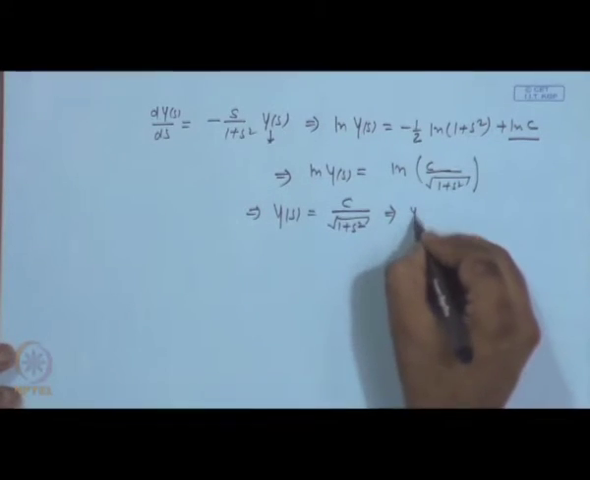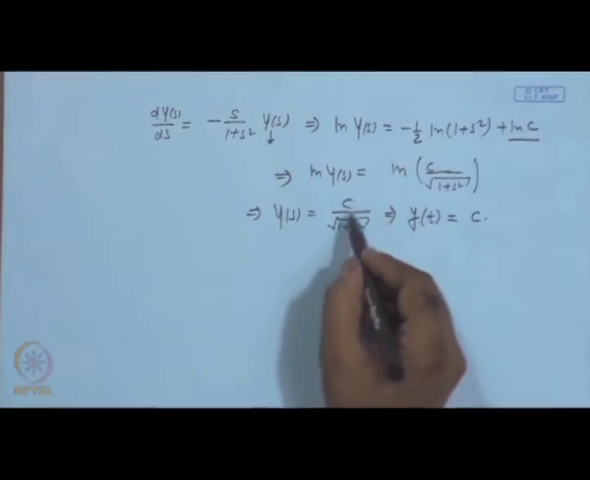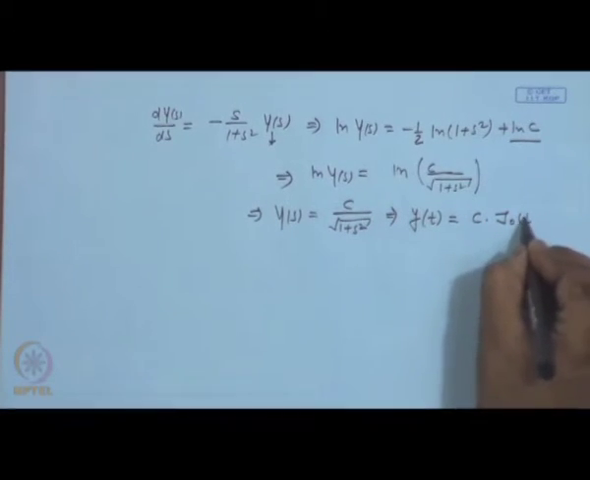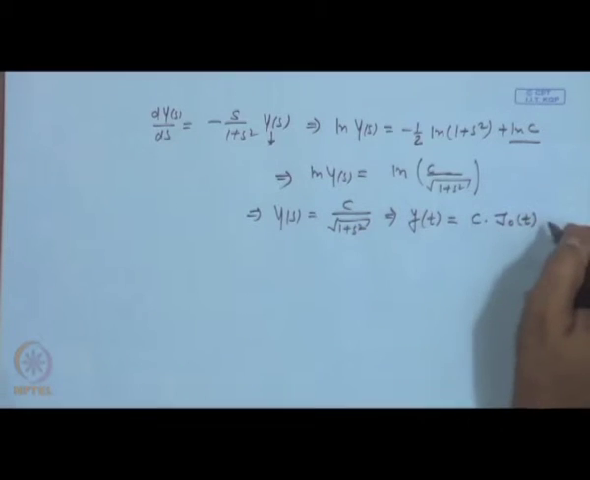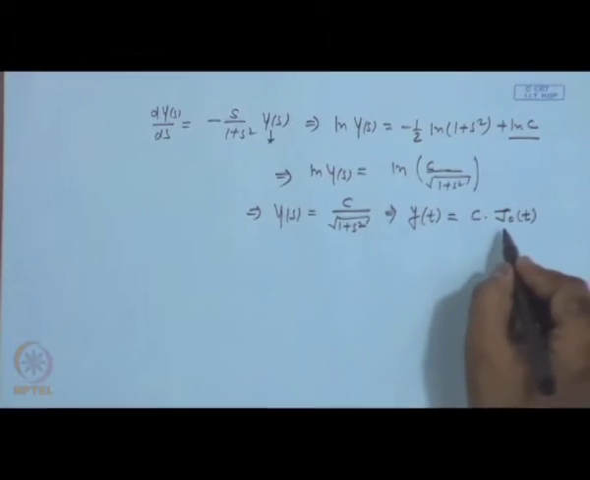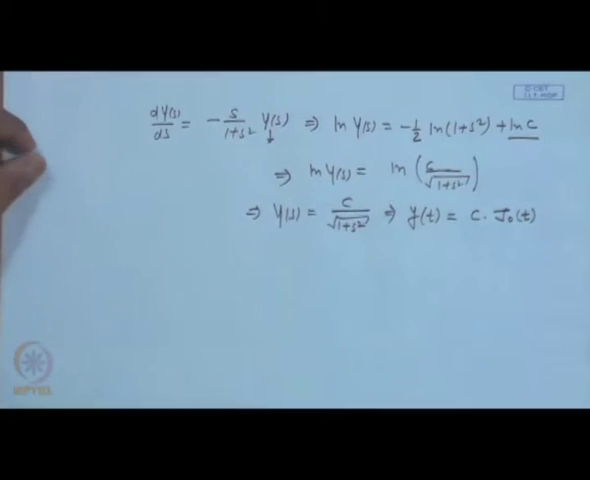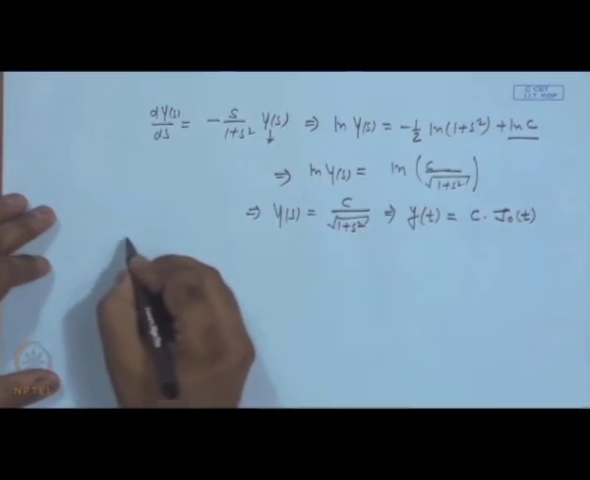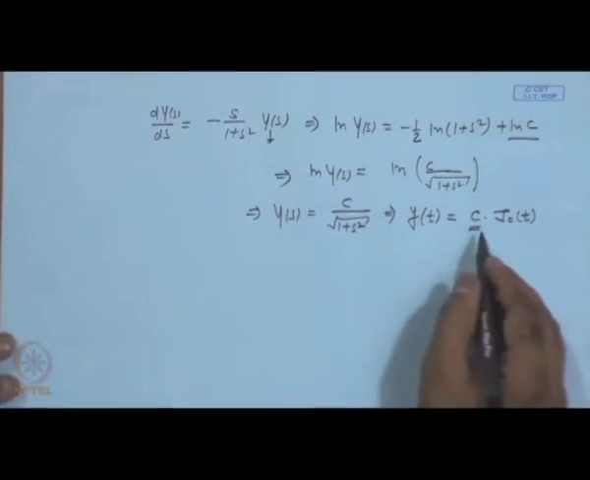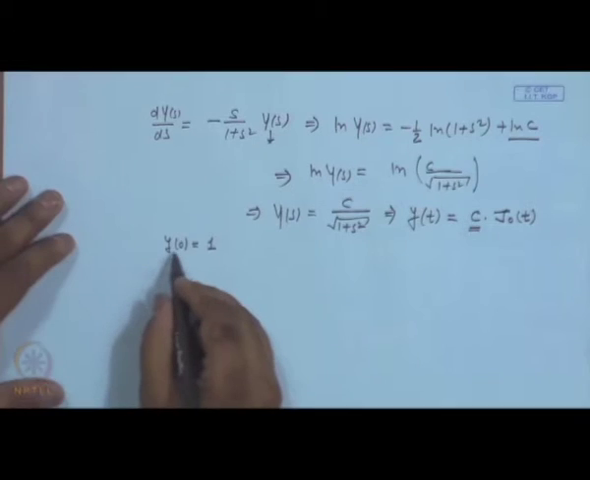If we take the inverse Laplace transform, we will get y(t) equals c times, and in the last lecture we have seen the Laplace inverse of 1 over the square root of 1 plus s squared, that was the Bessel function, J0(t). Okay, so what we have now? Now we have the initial conditions, because this c appears now. So, what we can use at least is that y(0) is 1, that is given.